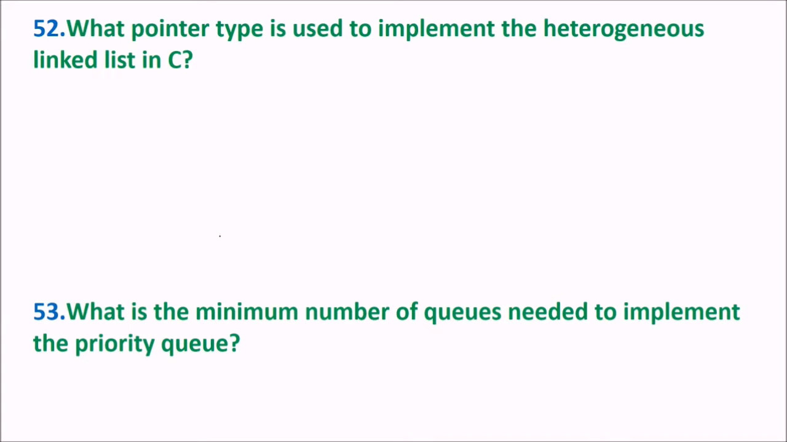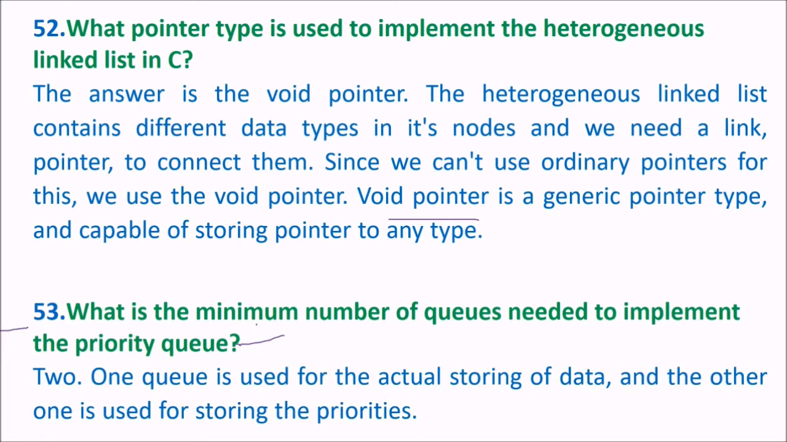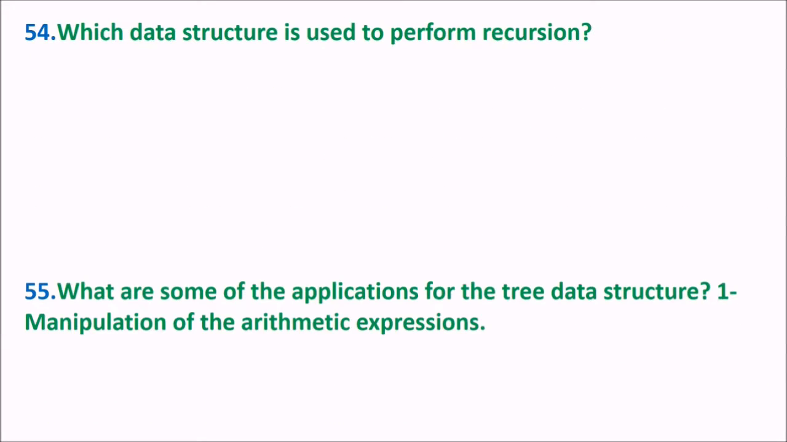Question 52: what pointer type is used to implement the heterogeneous linked list in C? Of course, we have seen earlier also, this is void pointer. Question 53: what is the minimum number of queues needed to implement a priority queue? This we have also seen. These are important questions. That is why the repetition is there. The answer would be 2: one for storing the data, one for storing the priorities.